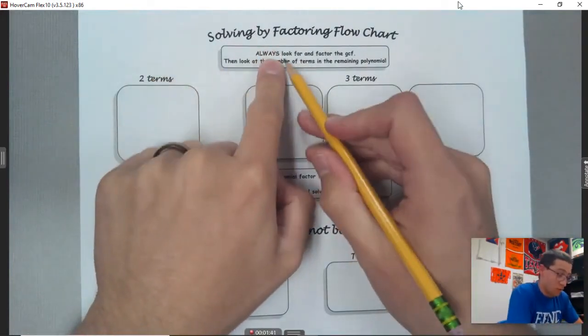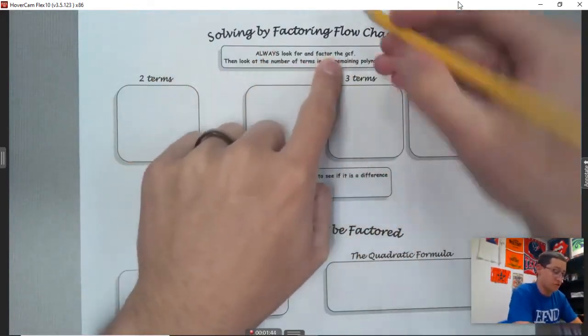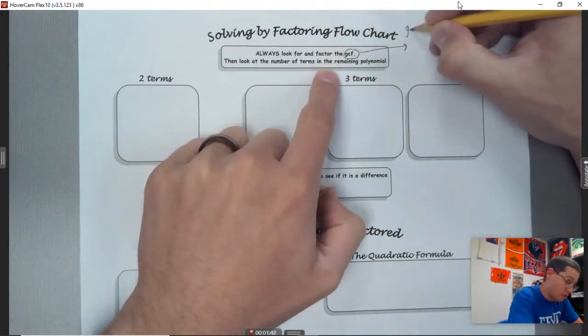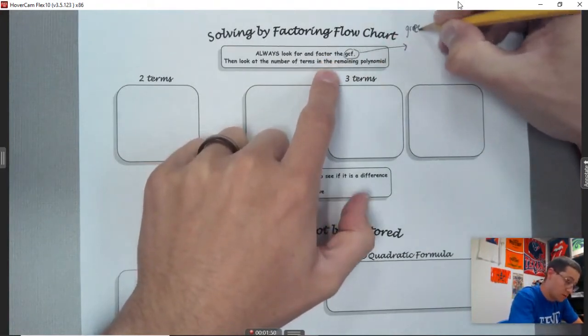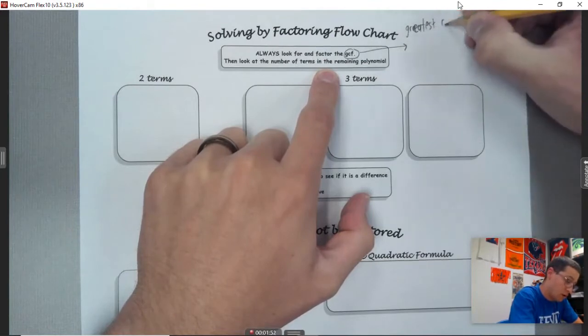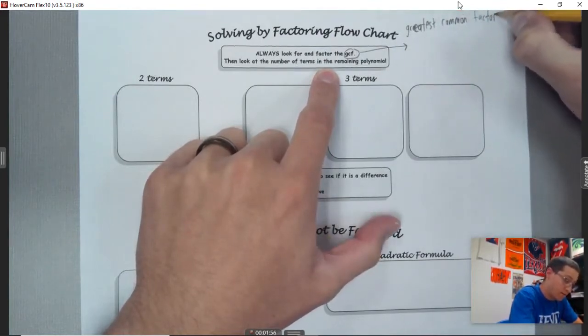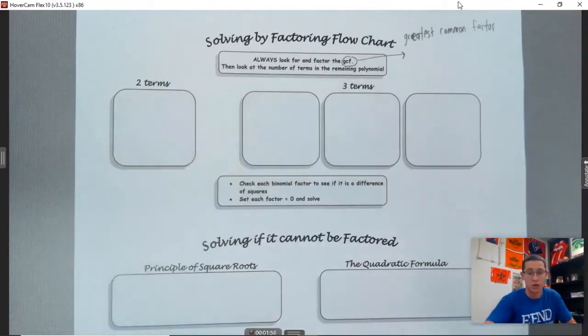So we always want to look for and factor the GCF. Now let's talk about what a GCF is. GCF stands for greatest common factor. Now we will get into what that looks like when we get there. But for now, let's just go through the flow chart, and then we'll see examples of each of these. So greatest common factor there.